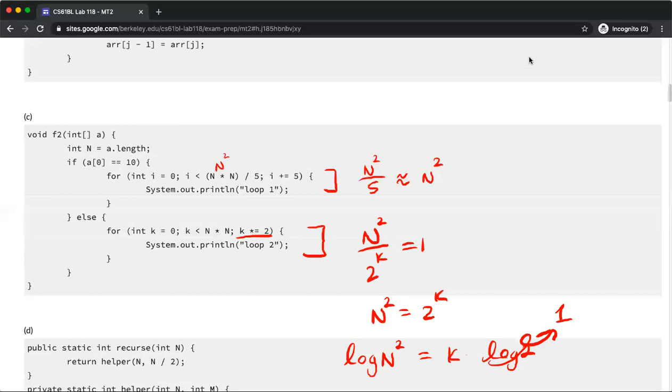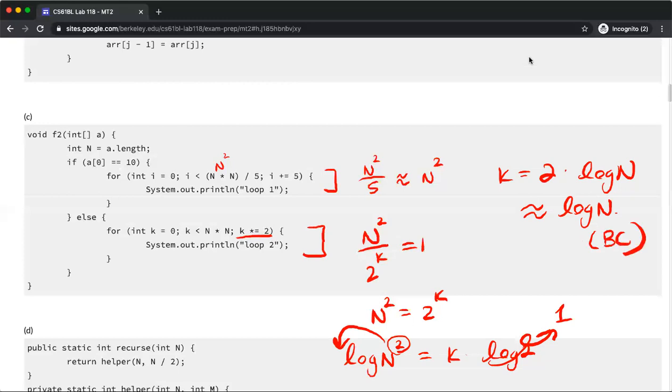Remember that the exponent can always come down, right? It's basically k equals 2 times log n, which is really just equal to log n, right? And so we figured out that if we enter the if case, we're going to have a runtime of theta n squared, and if we enter the else case, we're going to have a runtime of log n. And so the best case is going to be the log n, and the worst case is going to be the theta n squared.